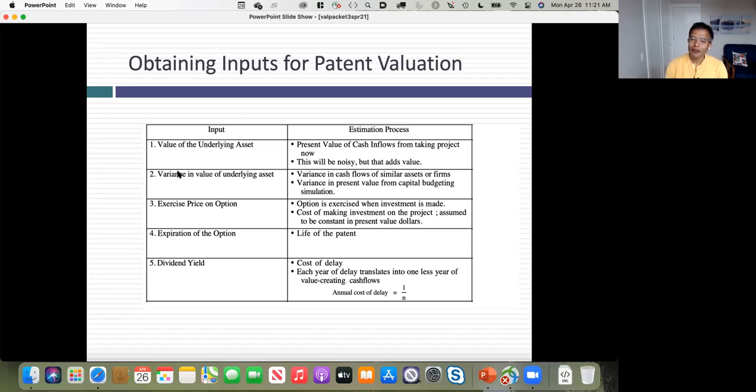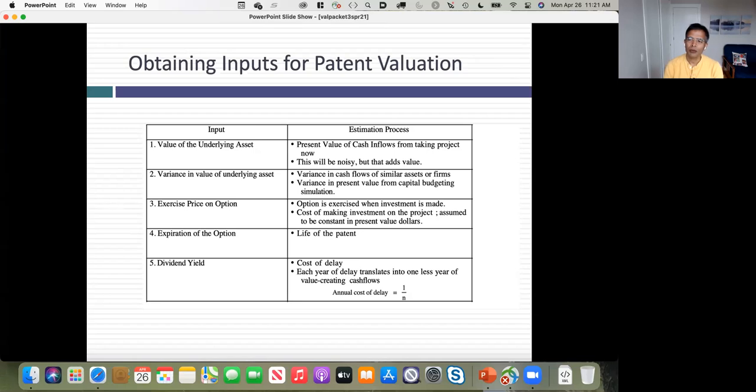The variance in that value is going to be tricky. You can't go look it up on Bloomberg because it's not a traded asset. But remember how we did Monte Carlo simulations? Where you get a value not just under one scenario, but under multiple ones. If you can do a Monte Carlo simulation on this project, the variance in present values that you get across the simulations can become the variance you use for the option.